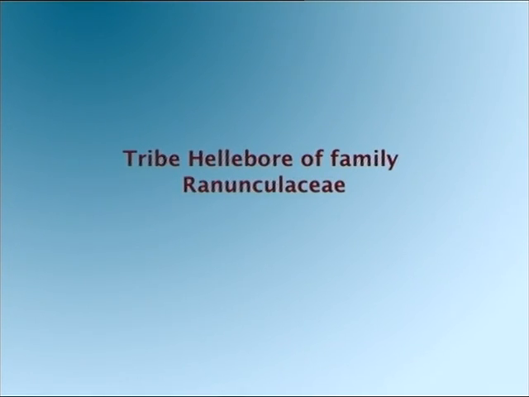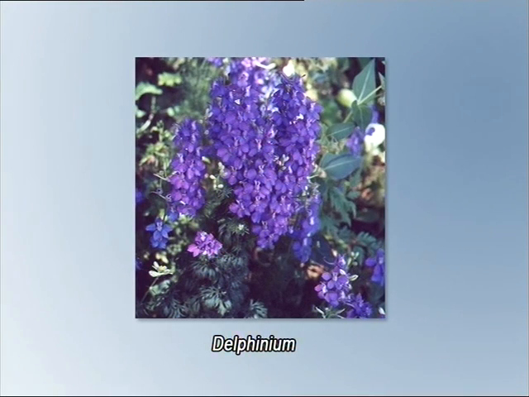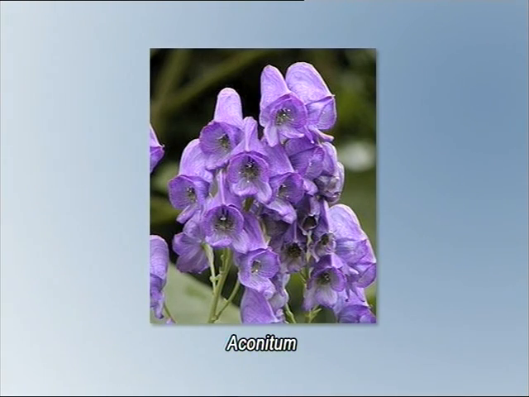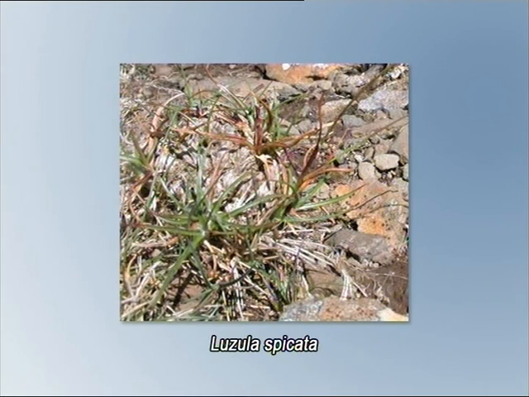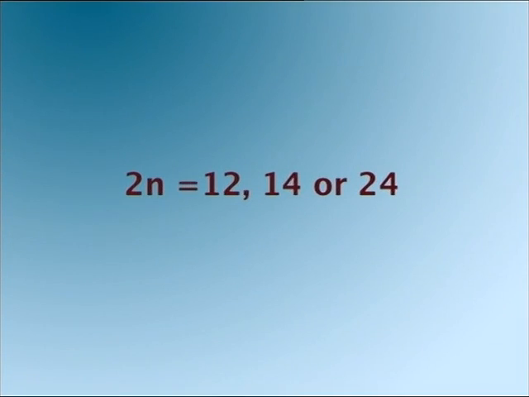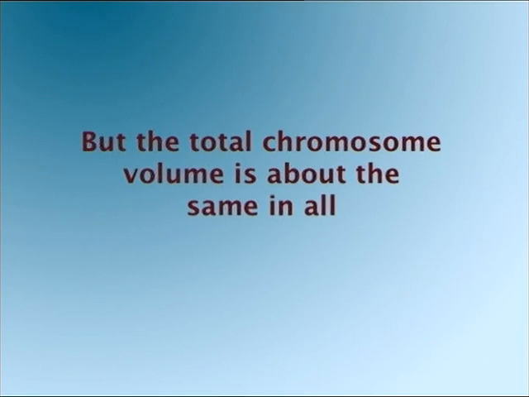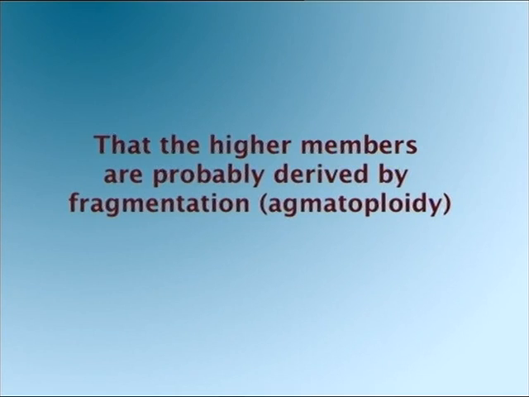Most asymmetric karyotypes are reported from Delphinium and Aconitum, the two most advanced genera. In the Luzula spicata group, for example, plants can have 2n = 12, 14 or 24, but the total chromosome volume is about the same in all and indicates that the higher members are probably derived by fragmentation, that is Agmatoploidy. In other cases, different chromosome numbers occur in different cells of one root tip, that is Mixoploidy.